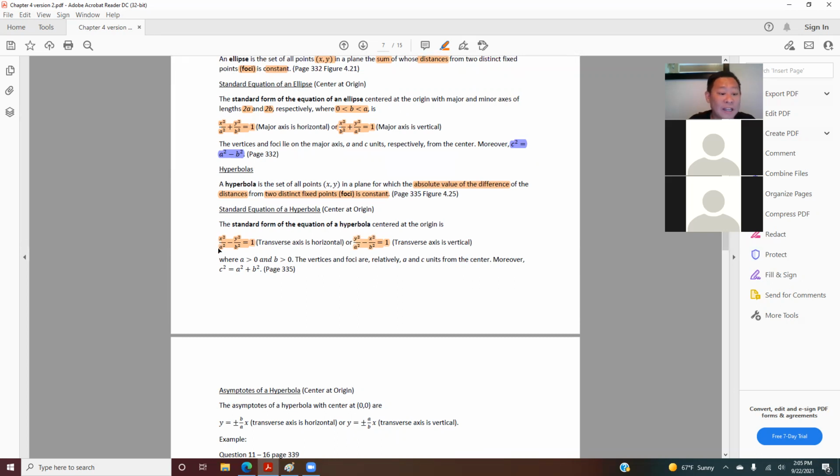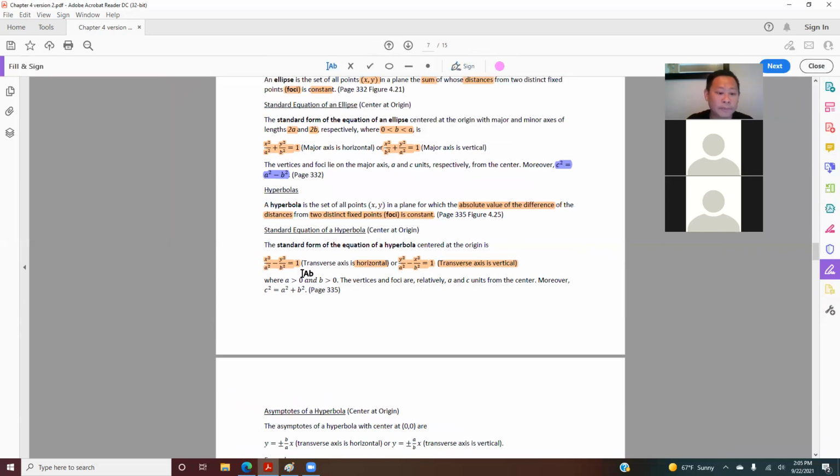So if you see here, x is the positive one, and x is the one that goes along the x-axis, horizontal. So that's why the transverse axis is horizontal. And if your y squared is the positive value, y is going up and down, so it's vertical. That means your transverse axis is vertical. And don't forget, when I say the transverse axis, it means your center, your vertices, and your foci are all in one line.